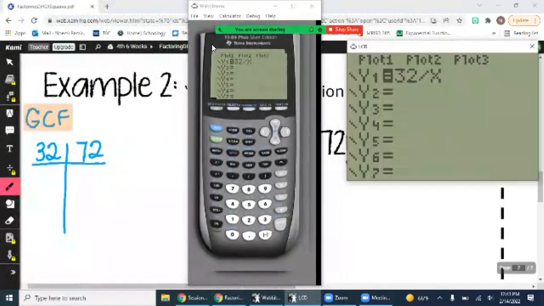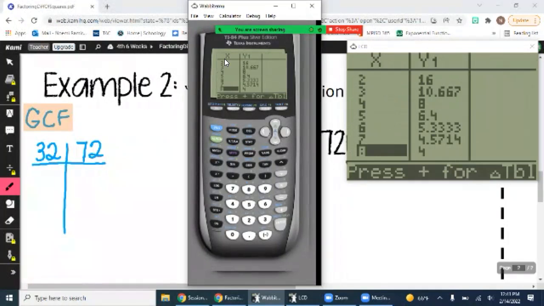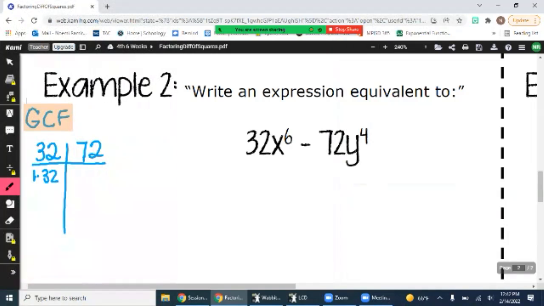then where do I go? Is it necessary for this one to have x plus y1? No, the x plus y1 helps us with the diamonds, and we're not looking at diamonds right now. So which one of these are fair game? Only the whole numbers. Okay, so 1 times 32, then what? And then what? 4 times 8, is that it?